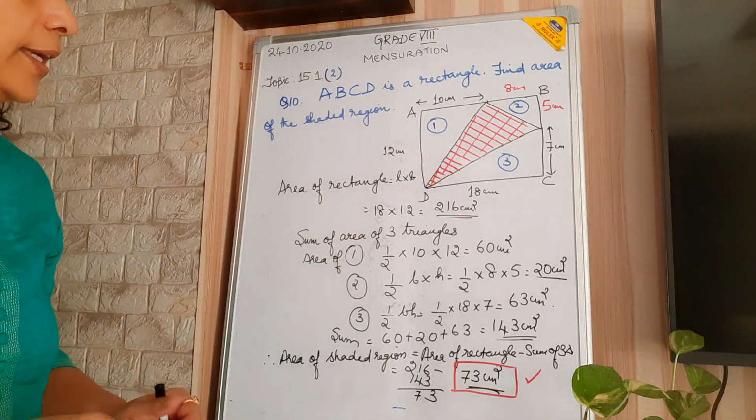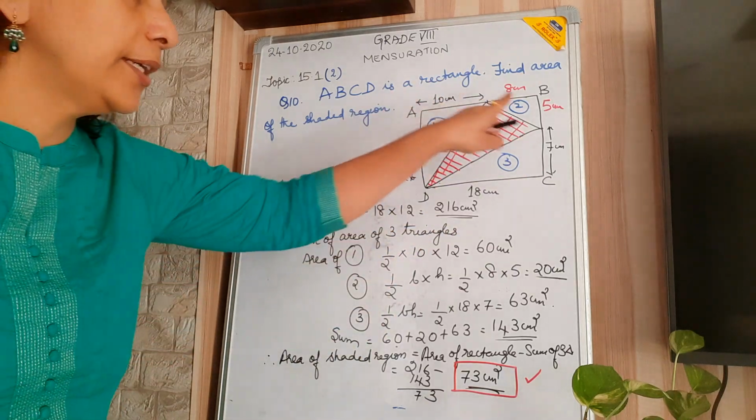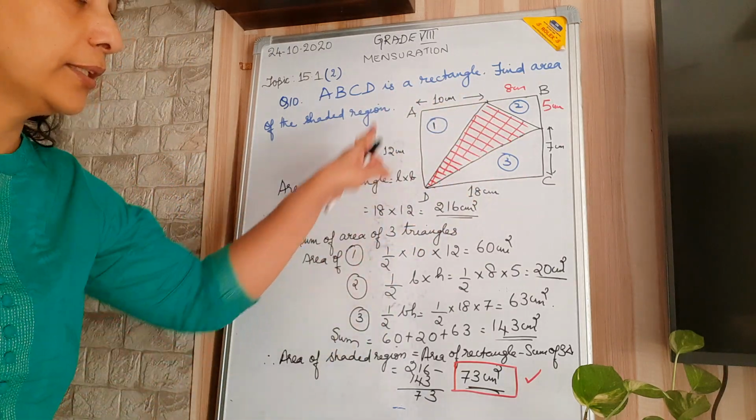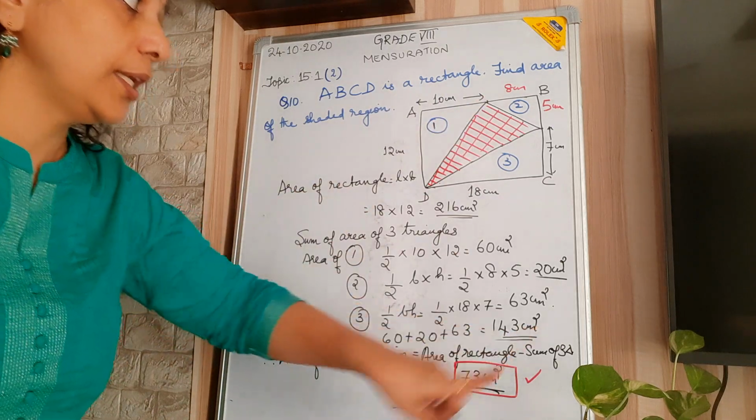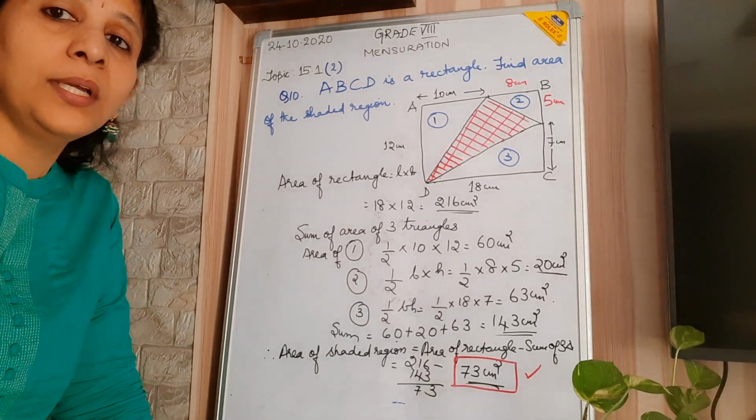Okay. How did I get? I took the area of the whole rectangle minus, I had divided into three triangles and the sum I had taken it as 143 and the area of this one is 216, so it is minus. So we will go for the next question.